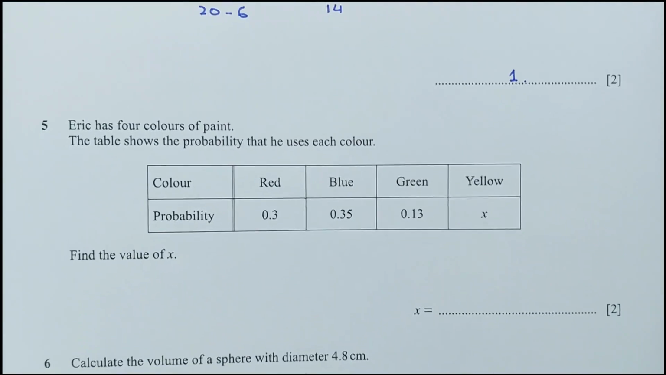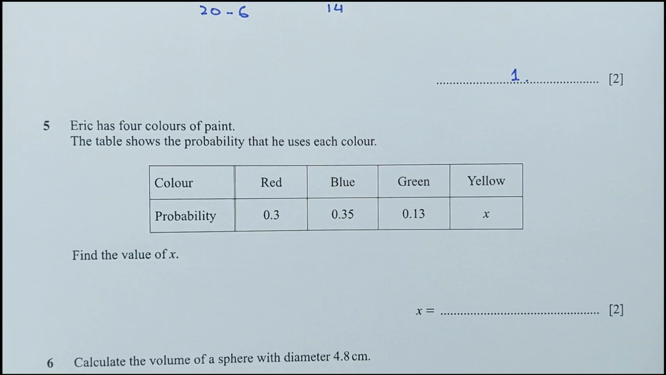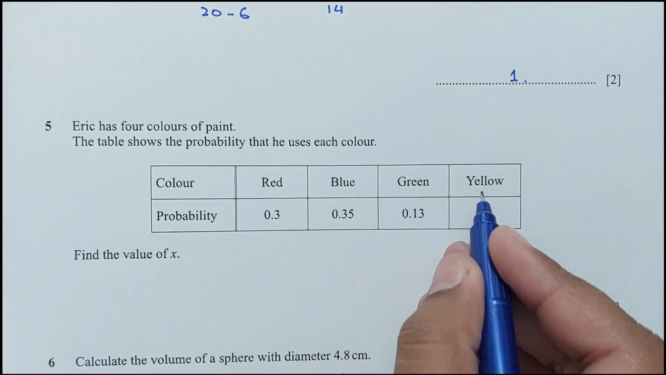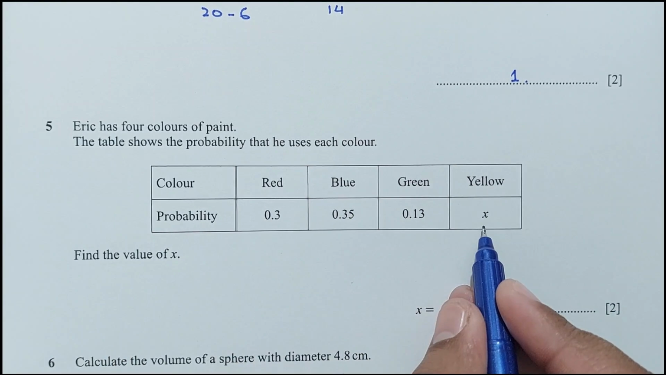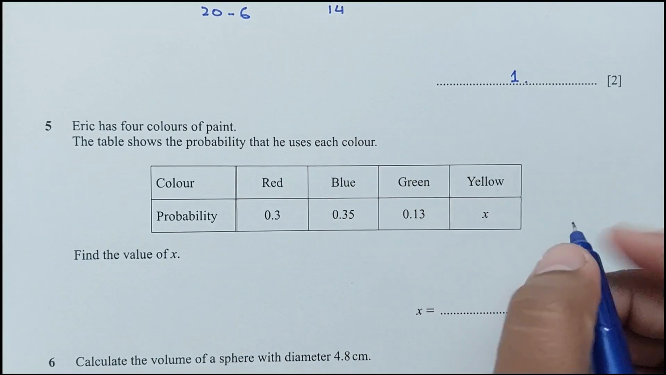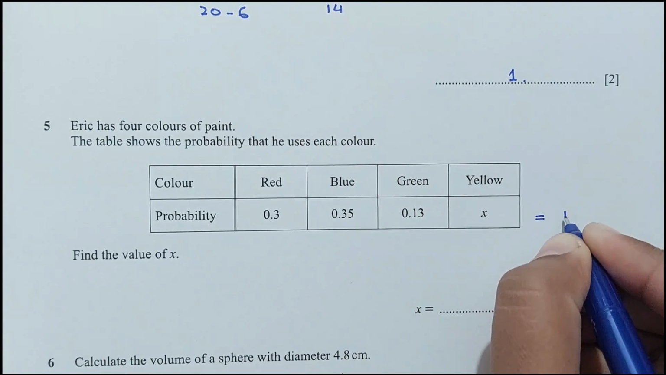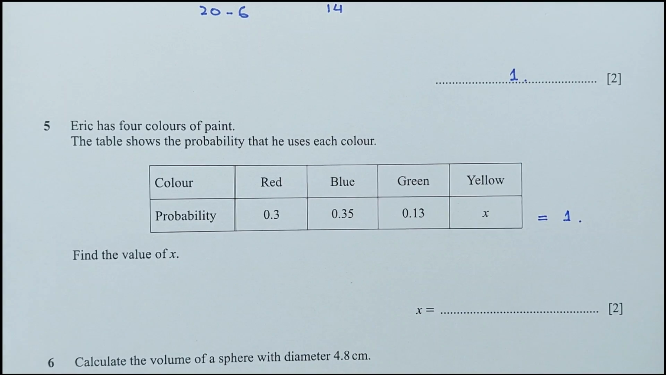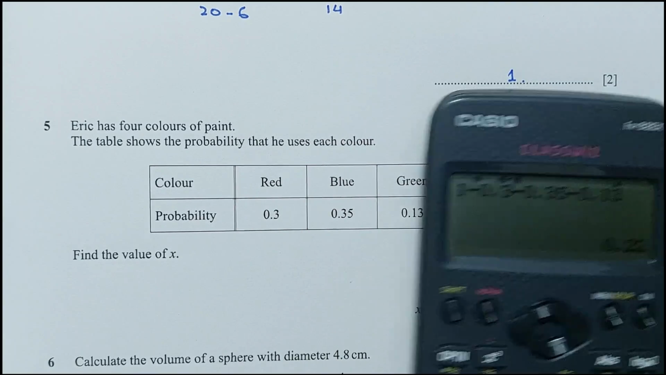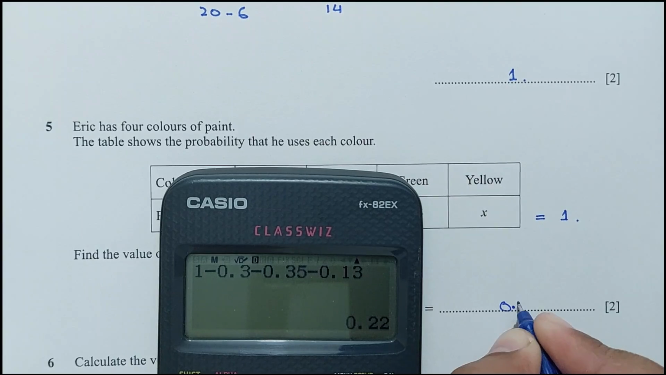Right. Question number 5. Eric has 4 colors of paints. The table shows the probability that he uses each color: red, blue, green, yellow. Find the value of x. We have to solve for yellow. So we know that the sum of all probabilities equals 1. Right? For this, 1 subtract 0.3, subtract 0.35, subtract 0.13. This is 0.22. X is 0.22 for yellow.